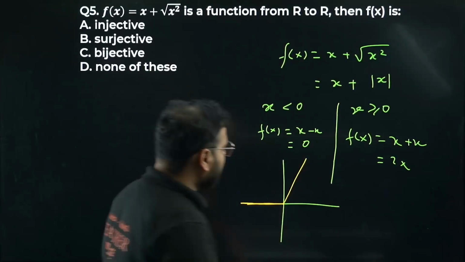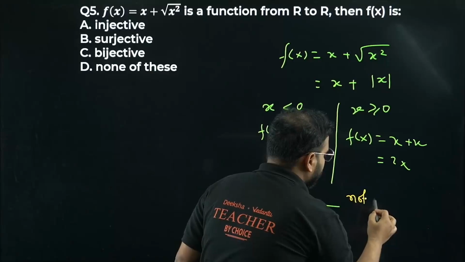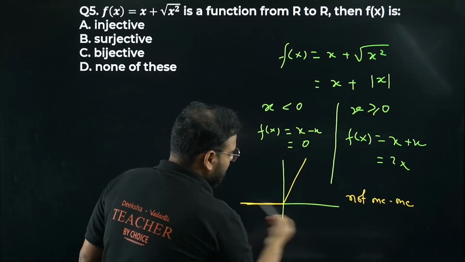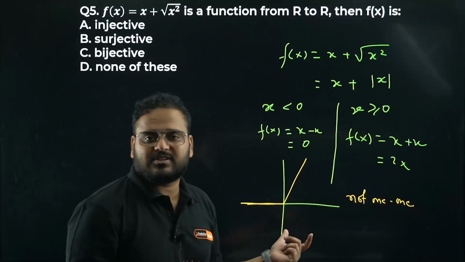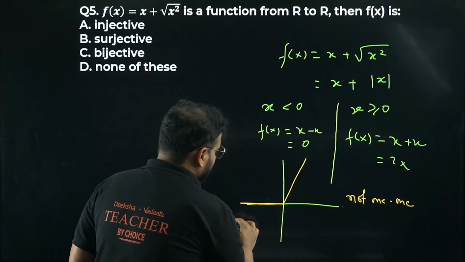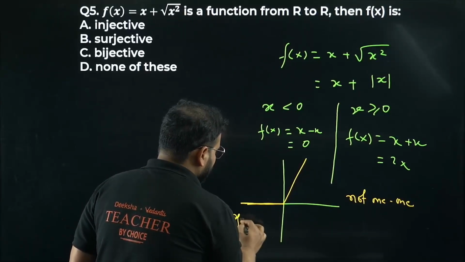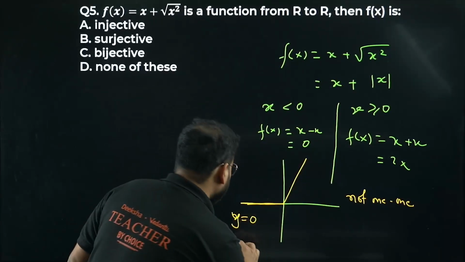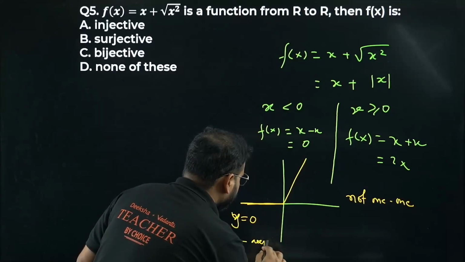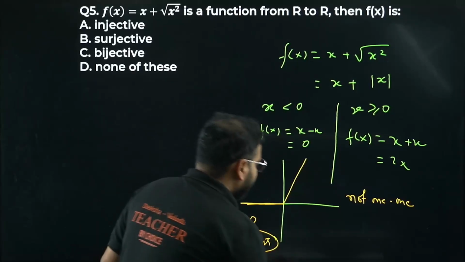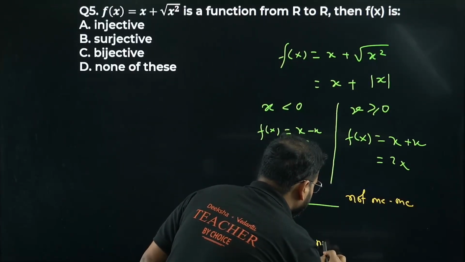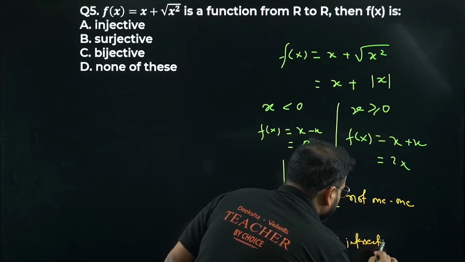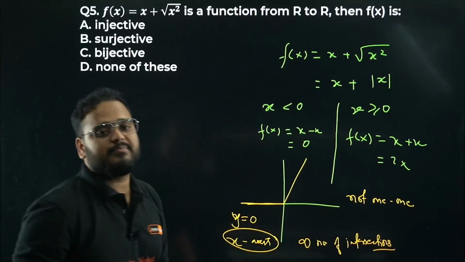So, of course, not 1-1. How come? Because if I take this line, I have an infinite number of intersections. If I take this line, y equal to 0, which is a line parallel to the x-axis, basically the x-axis. What happens? I have an infinite number of intersections. Which means not 1-1.